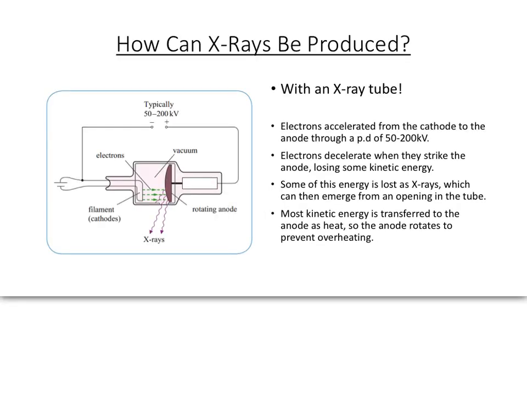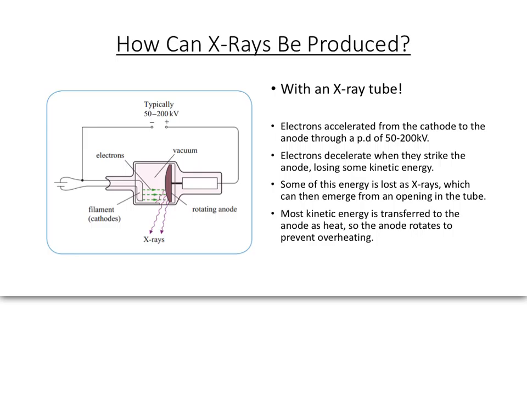So how can X-rays be produced? The answer is with this device, with the amazingly original name of the X-ray tube. In the X-ray tube, electrons leave the cathode and are accelerated to the anode through a whopping PD of between 50 and 200 kilovolts.